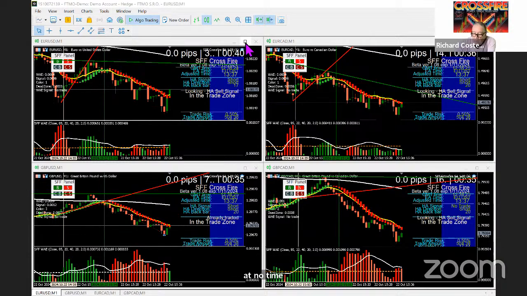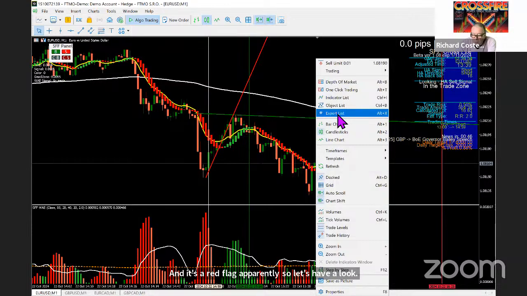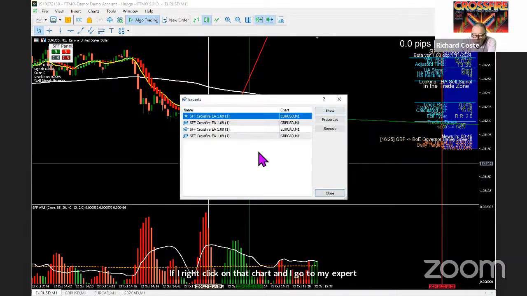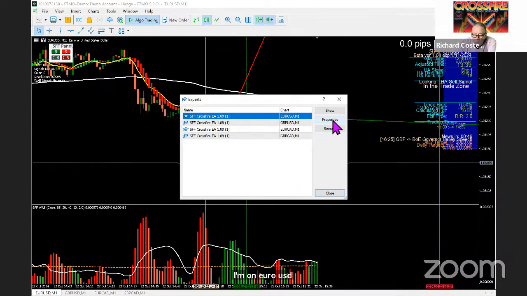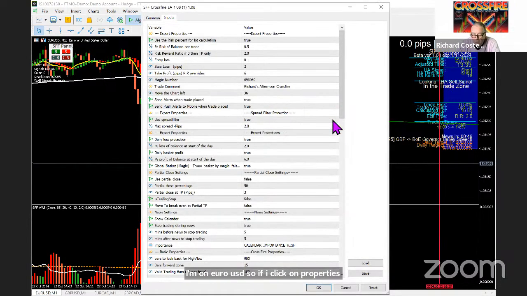So I'm going to remember there's news coming at 2:25 our time, and it's a red flag apparently. So let's have a look. If I right click on that chart and I go to my expert list, I'm on Euro USD. So if I click on properties, I've got a whole series of settings that I can adjust to my liking.